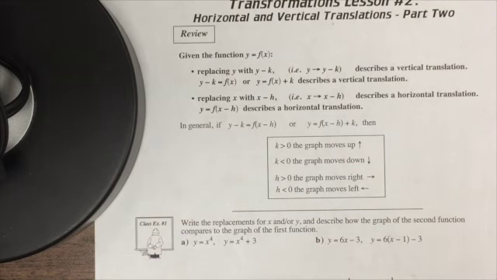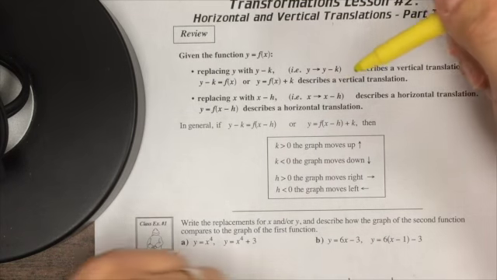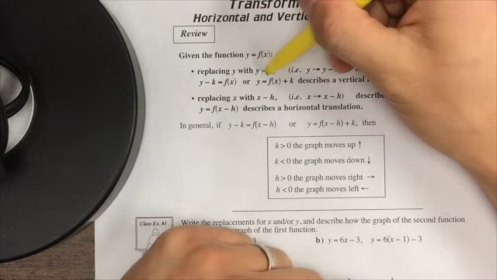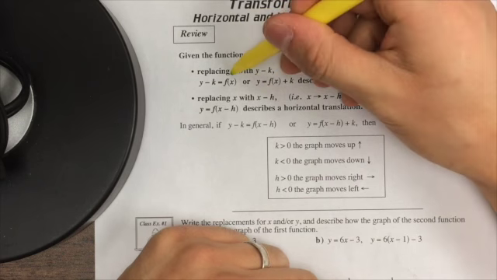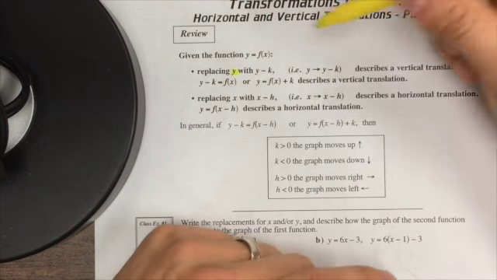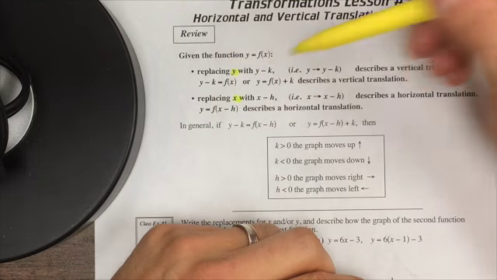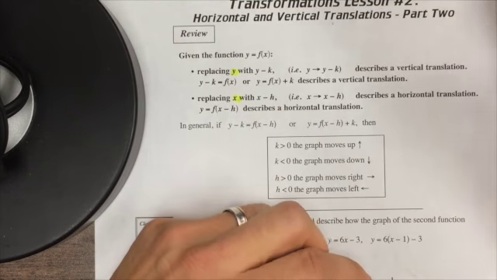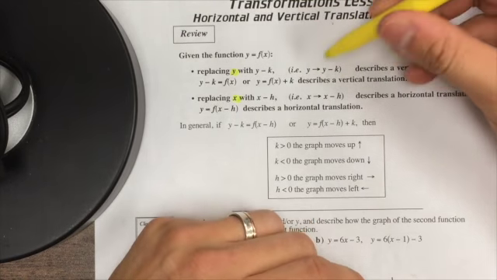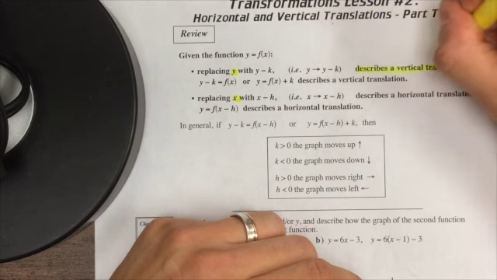All right, welcome to lesson number 2, horizontal and vertical translations, part 2. What we were looking at yesterday was replacing our k and h values. And so remember that your k values are going to be the ones that act on your y, and the h values are the ones that act on your x values. And so if I have y minus k, that's going to describe a vertical translation.